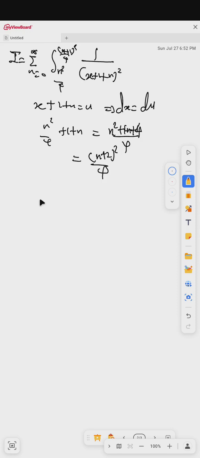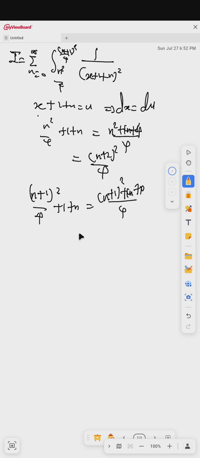Then the upper limit is going to change also. So you substitute x to be (n plus 1) raised to the power of 2 over 4. So we're going to have (n plus 1) raised to the power of 2 over 4 plus 1 plus n, which is equal to (n plus 1) raised to the power of 2 plus 4n plus 4, then everything over 4. So this will be equal to, if you factorize, (n plus 1) multiplied by (n plus 5), then everything over 4. That's the upper limit. The lower limit we have this, the upper limit we have this. Okay, so let's move on.